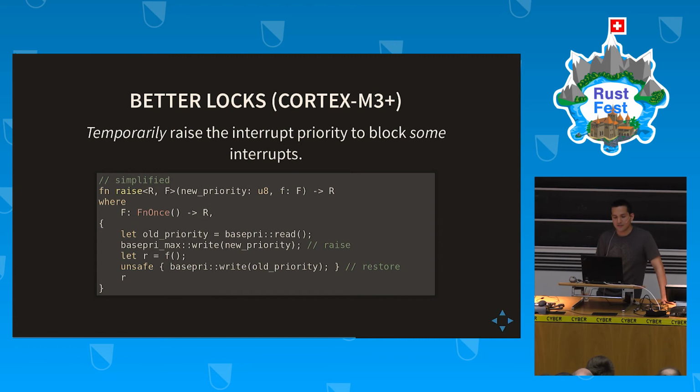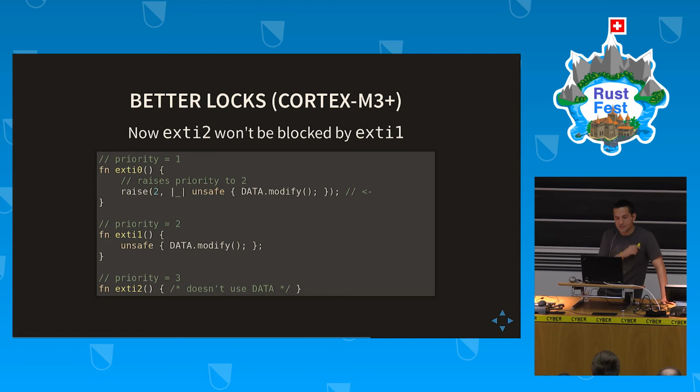So we can use a different kind of lock, and this is valid only for Cortex-M devices. Instead of disabling all the interrupts, we can raise the interrupt priority temporarily just to block some of the interrupts. And these are the actual operations that need to be done. And they only work for Cortex-M3 devices and newer. If we now use this different lock in the previous program, we raise the priority to 2 in the lowest priority interrupt, and we'll get the required synchronization to avoid the data race, but this time the XT2 interrupt won't be blocked by the lowest priority interrupt.